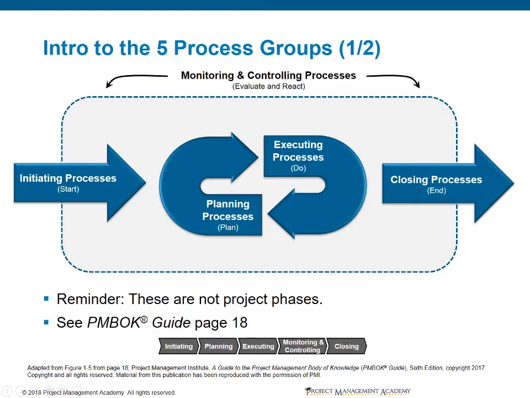So, an introduction to the 5 process groups. We see that monitoring and controlling processes are the backdrop of the other process groups. We will be monitoring and controlling the project throughout its entire life cycle. The initiating processes will basically start the project or phase. From here, we will conduct our planning processes. Once planning has been completed, we will begin executing.